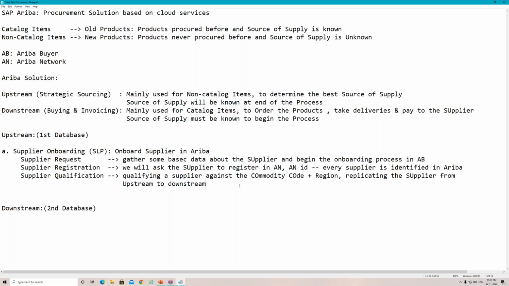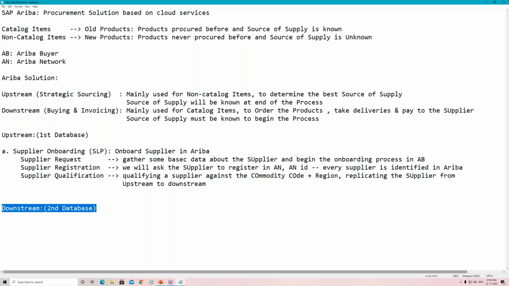There is a standard task which is basically by default scheduled. We don't have to schedule it. Once you do the qualification, automatically the supplier will be replicated from the upstream to downstream. Why? Because upstream is having a particular database, downstream is having a different database. Now this contract, when you move to downstream, will not give an error. Second, you can also consume that contract. That means against that contract you can do a PR or PO and order exactly using the contract. It will not throw up an error.